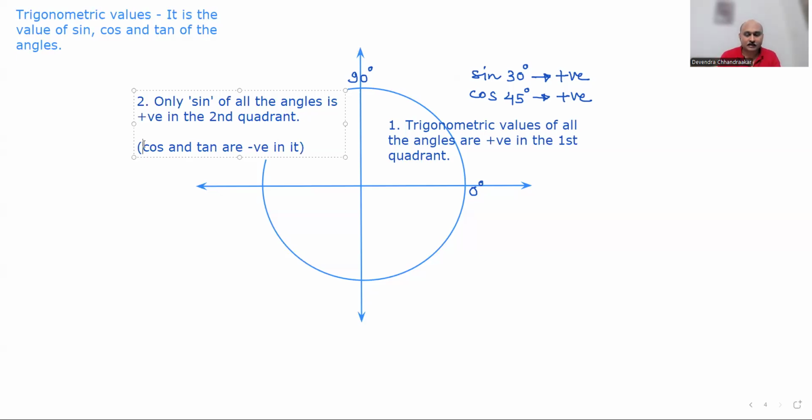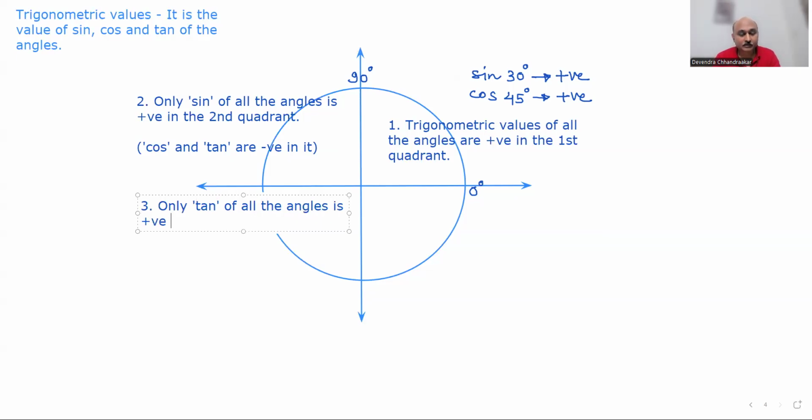Cos and tan are negative in it. Then comes the third quadrant. In the third quadrant, only tan of all the angles is positive in it. So here, sin and cos are negative in it.